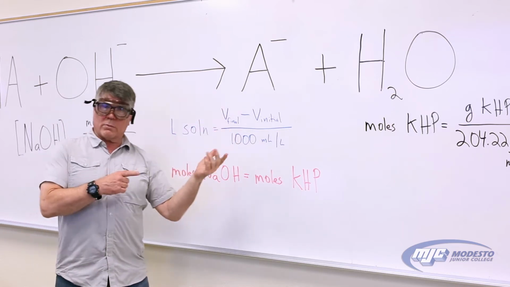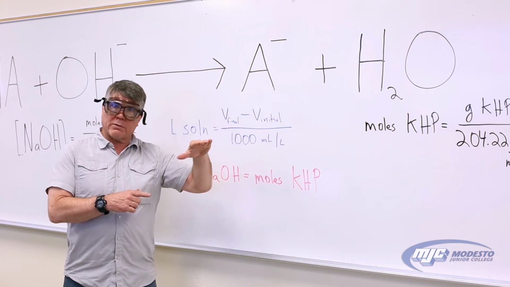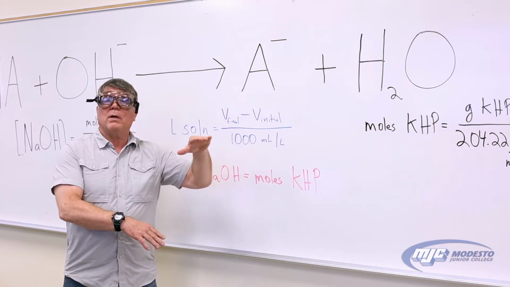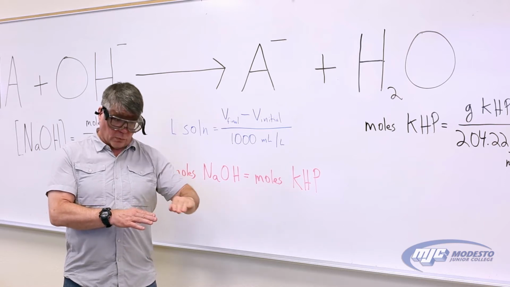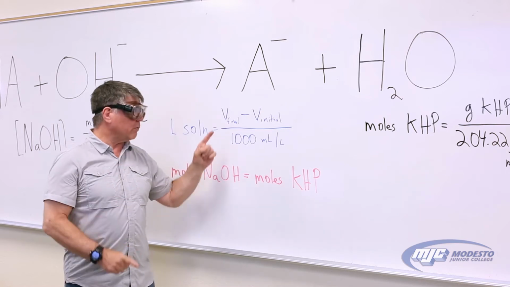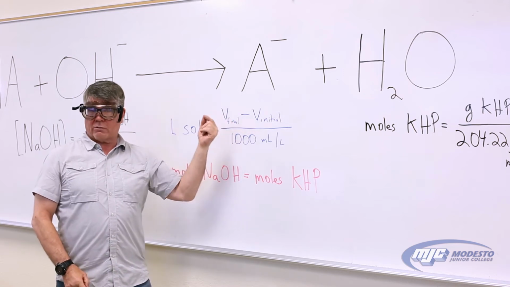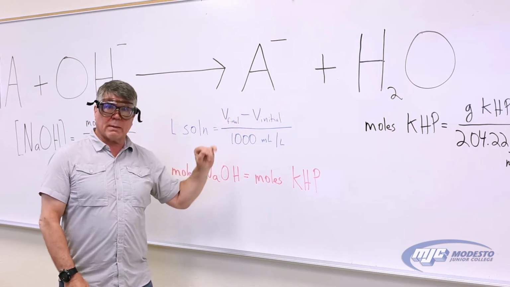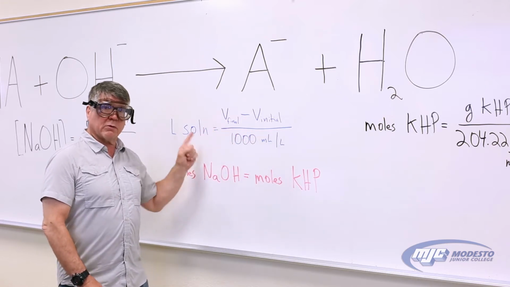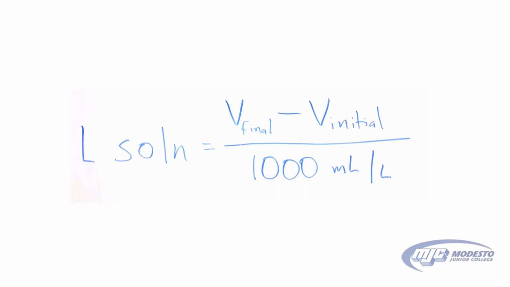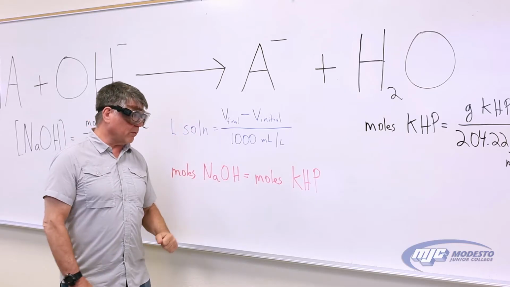And so you read the burette before you add the sodium hydroxide to the acid. And at the end, when you've just used up all the acid, you record the volume again. The difference between those two volumes is the volume that you've actually added. And we read our burette in milliliters because we want our volume in liters. To find the liters of solution, we do it just like this. Take our final volume minus our initial volume, divide by 1,000 milliliters per liter. That'll tell us how many liters we've added. That's the liters of solution.